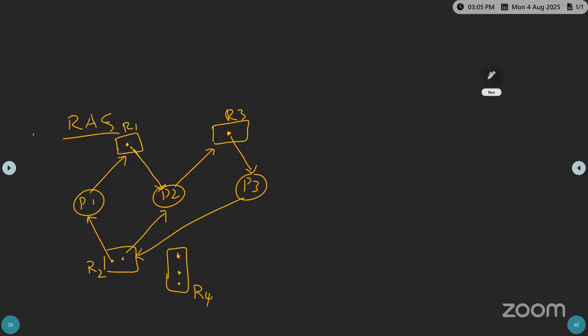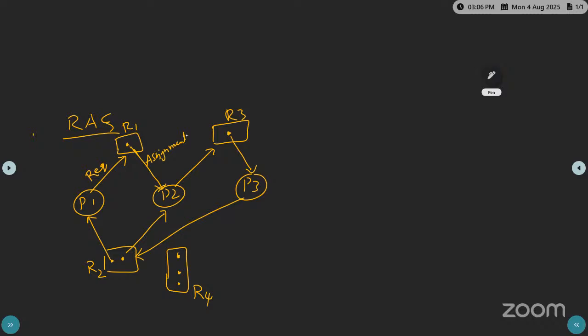See, the process P1 has a request edge and an assignment edge. P1 to R1, which type of edge is this? This is a request edge. P1 is requesting a resource. And the other one is an assignment edge, right?